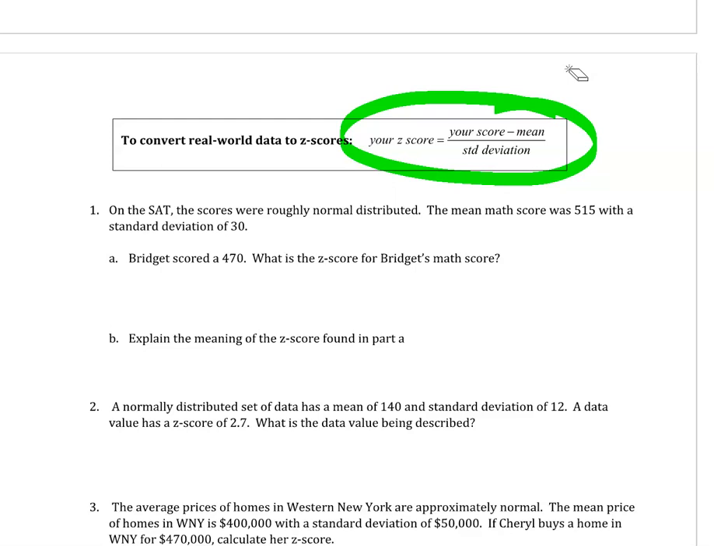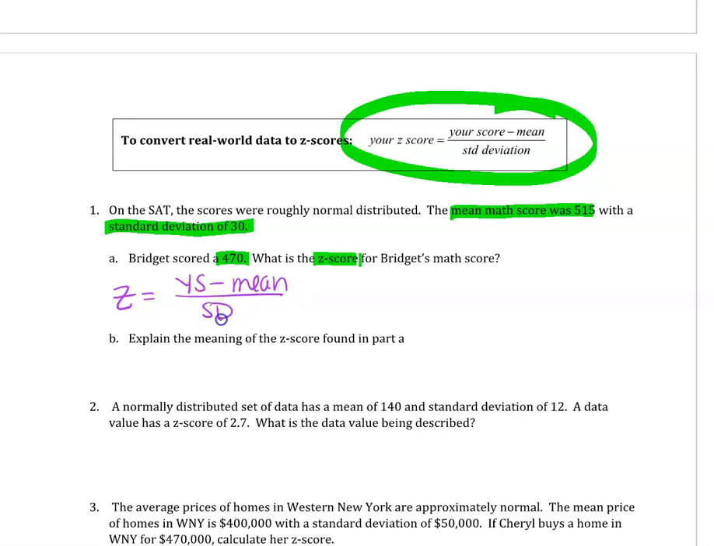So on the SAT, the scores were roughly normally distributed. The mean math score was 515 with the standard deviation of 30. Bridget scored a 430. What is the z-score for Bridget's math score? So her z-score is always your score minus the mean divided by the standard deviation.